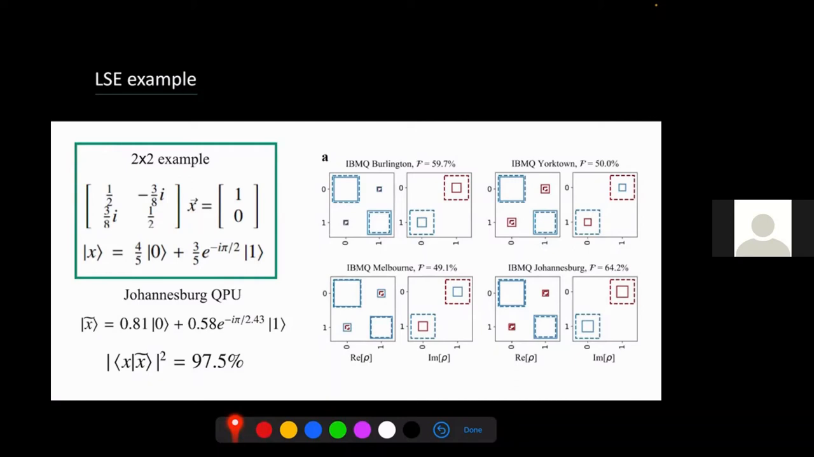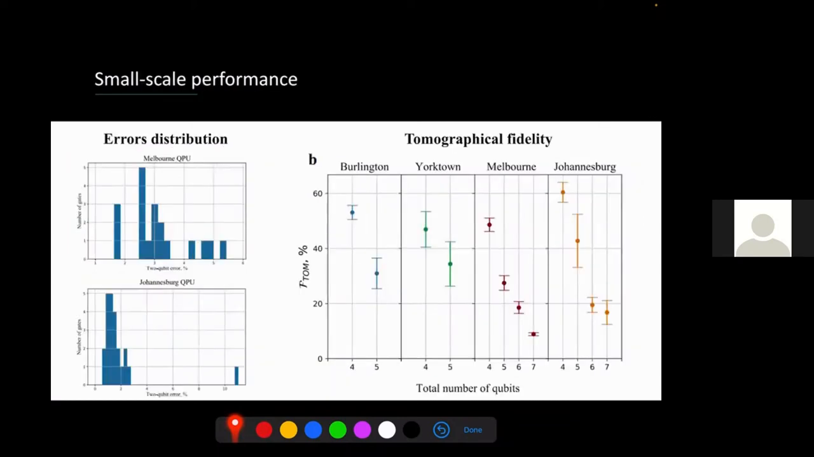97.5%. Then we also calculated the tomographic fidelity for some random linear systems. We put in some random matrices of different types, here are the NTP types, and benchmarked the performance. Here you can see that you can still get about 10% fidelity, which is pretty good for these devices because errors are actually quite large.